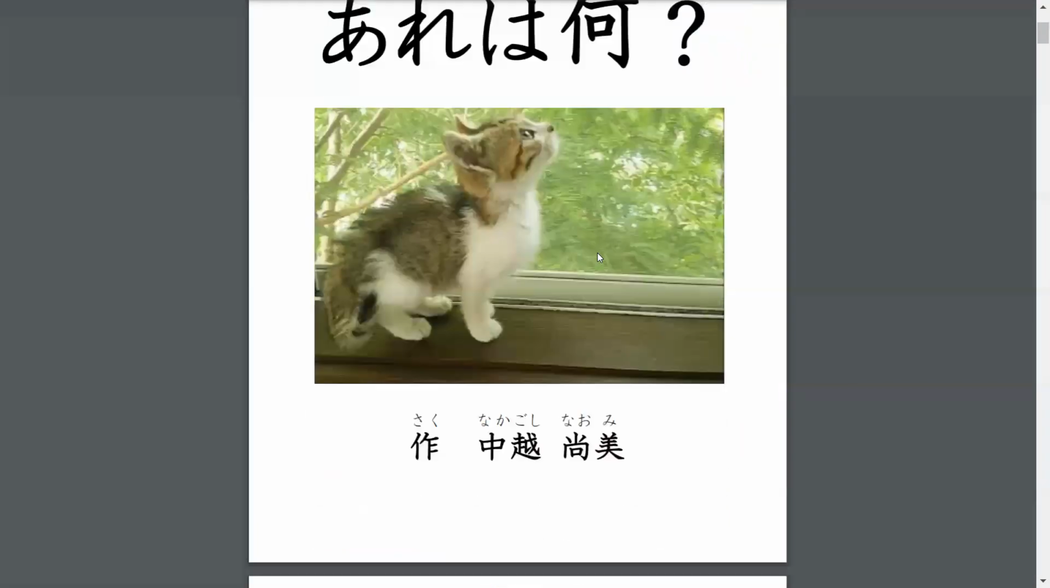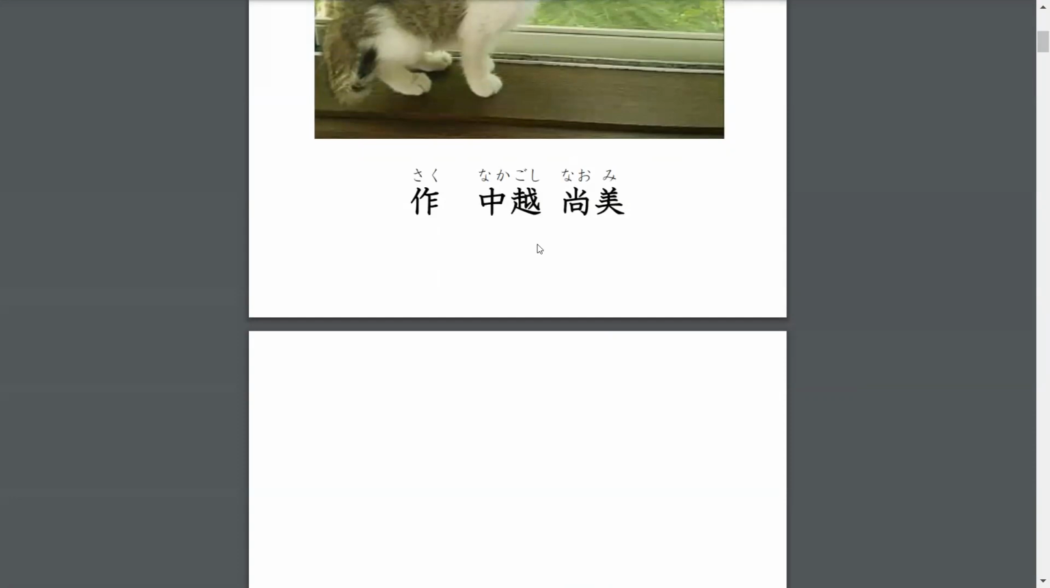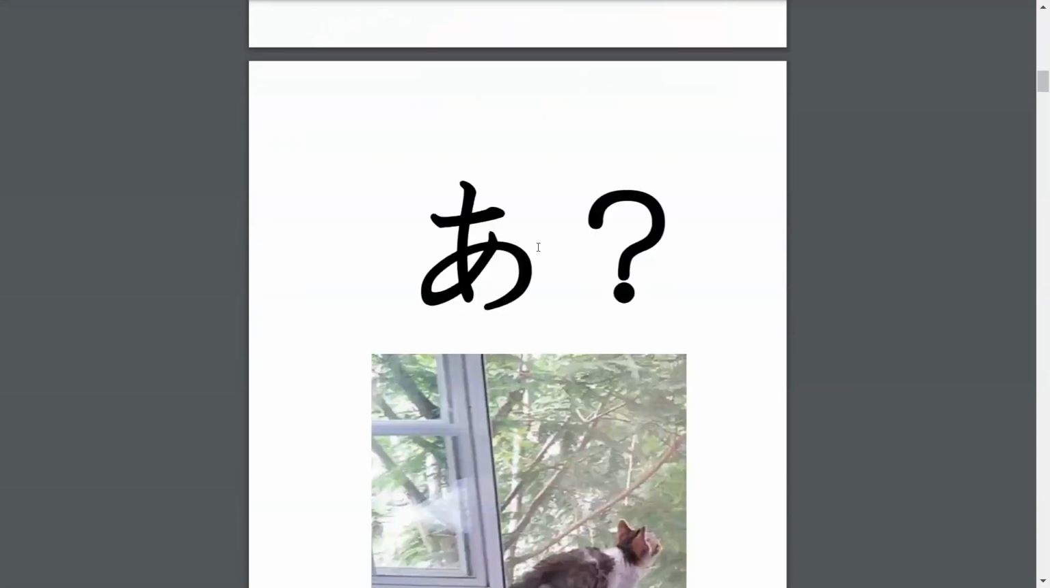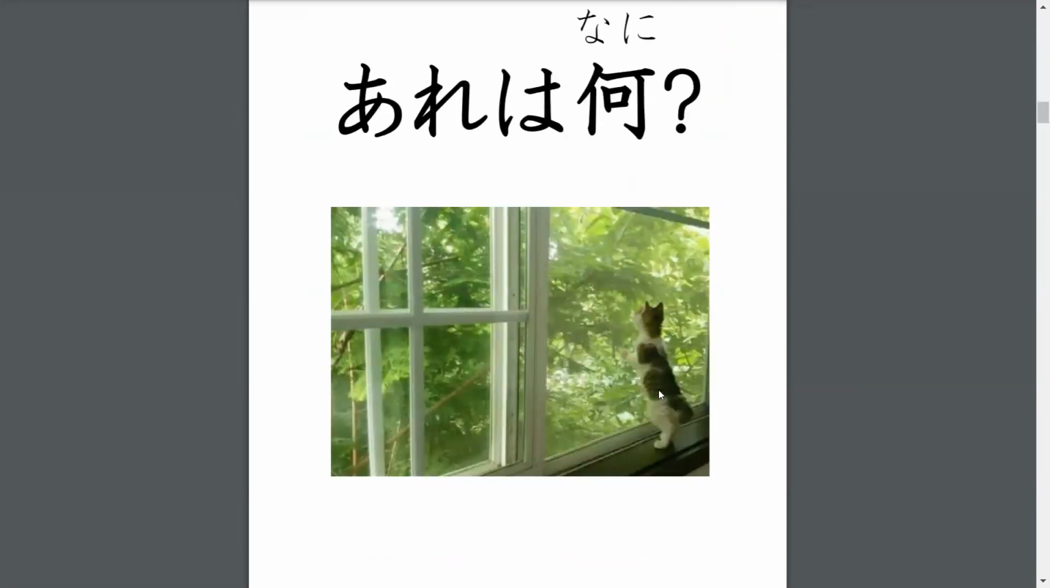So let's go first with our phrase arewa nani. What is over there? Then this one is the author. Ah, arewa nani? Okay? What is that? What is over there?